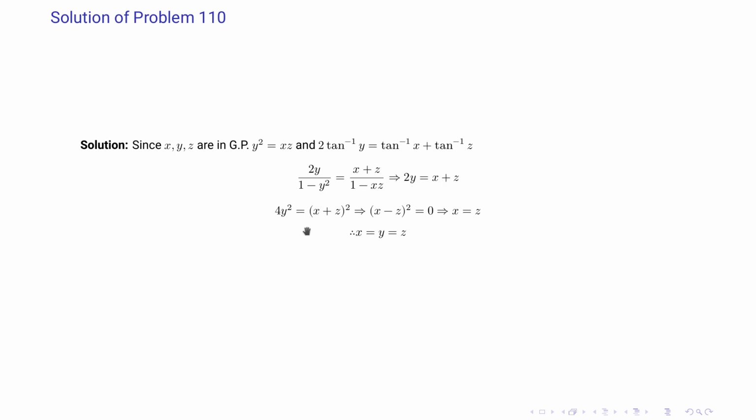We square this and we get x minus z whole square is equal to 0, which implies x is equal to z. And that's why x is equal to y is equal to z.